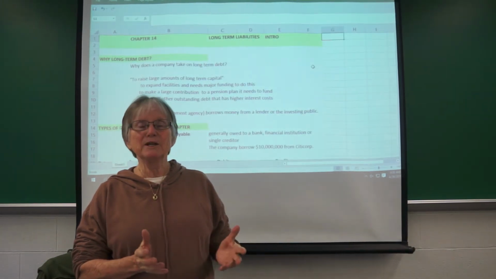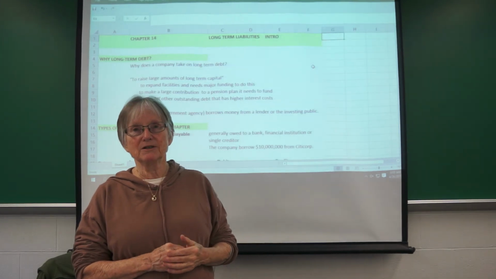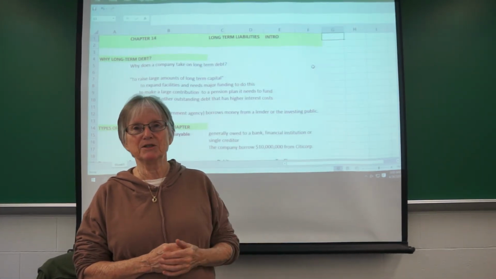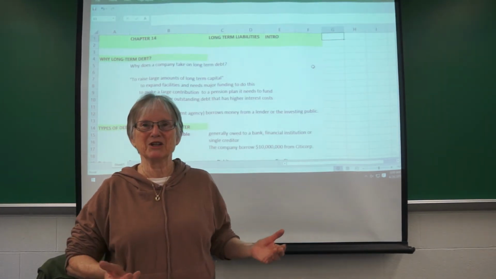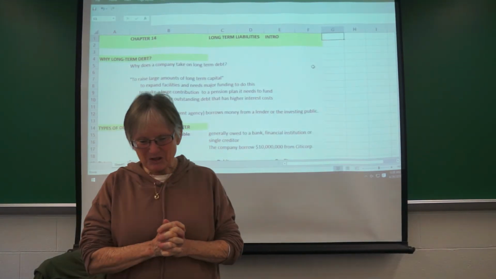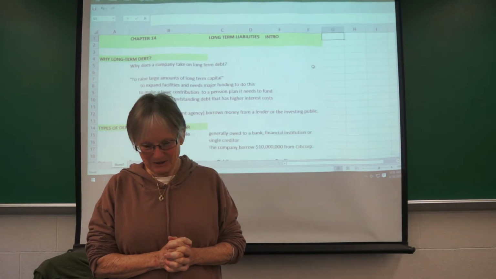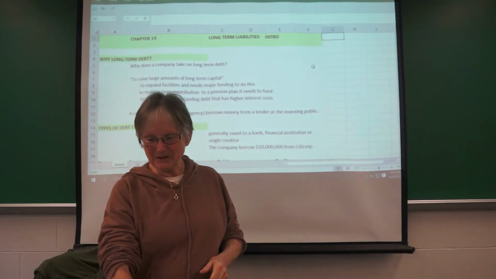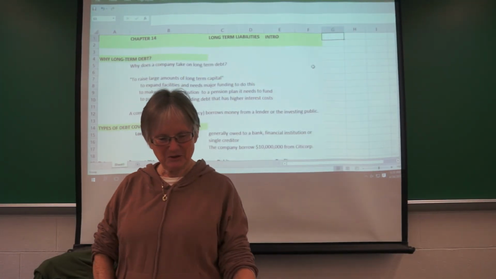Other government agencies can issue bonds, like the MBTA could hopefully issue some bonds to get some new trolley cars. Okay, so the first part of the chapter will be on the bonds payable, and then we'll move on to the notes payable.